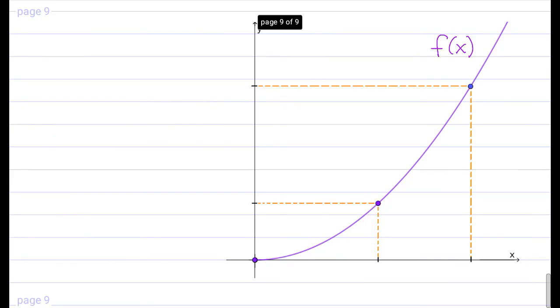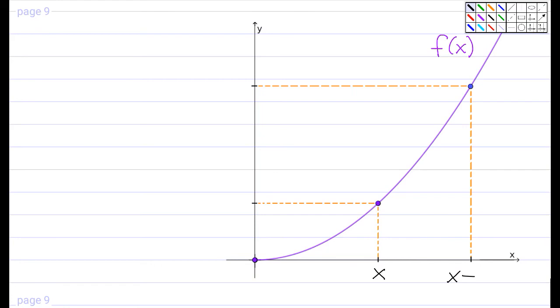Let's try to come up with a formula for the derivative in general for a function f of x using the same process. So this point is x, this point is x plus h, and here I'm not using the number 1 anymore. I want to use a generic letter, x. This is x plus h. So this y value must be f of x. This y value must be f of x plus h.